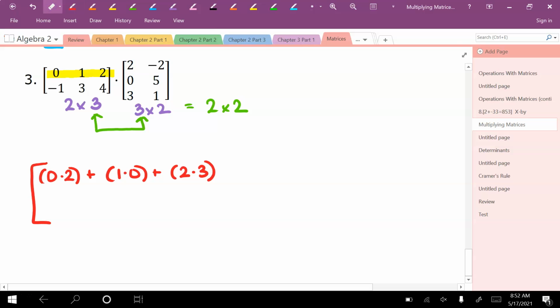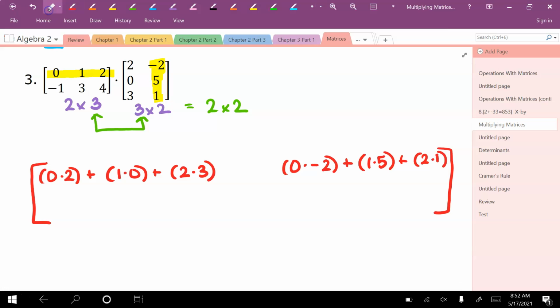Okay, now what I'm going to do is take that same row, same 0, 1, 2, and take it times the second column now. The -2, the 5, the 1. So now we have 0 times -2 plus 1 times 5 plus 2 times 1. Okay, I'll give you a couple minutes to try to do the bottom. And then if you want to take a second and simplify, go ahead and do that too.